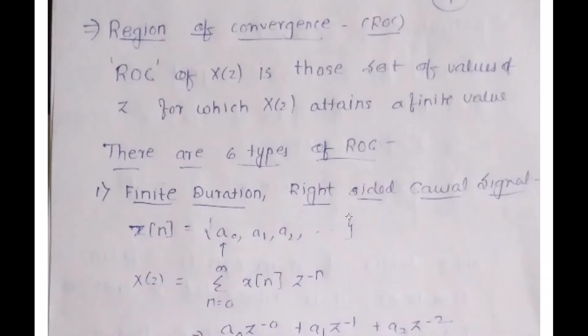The next thing that we have is about the ROC. The ROC is basically the region of convergence. So what does region of convergence mean? The ROC of x of z is that set of values of z for which x of z attains a finite value.